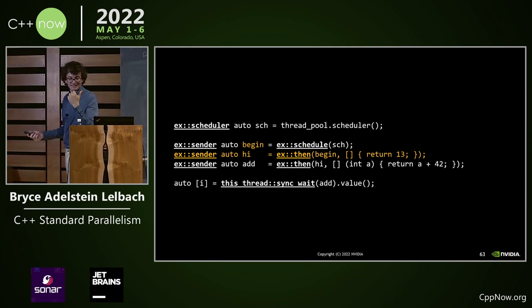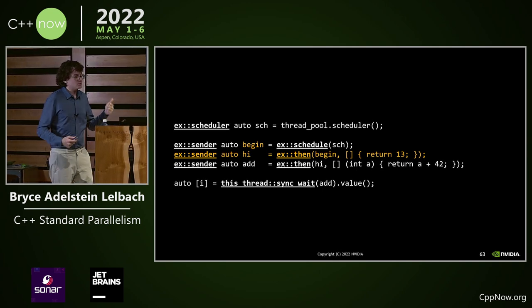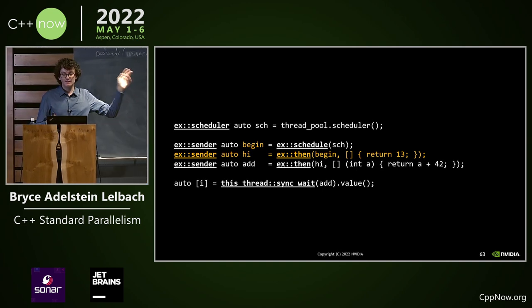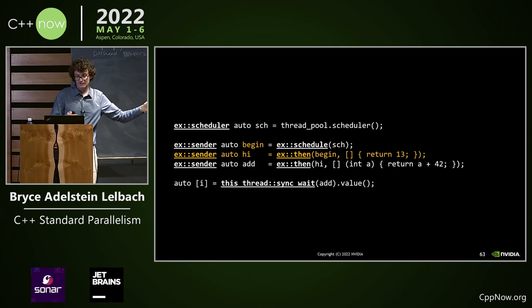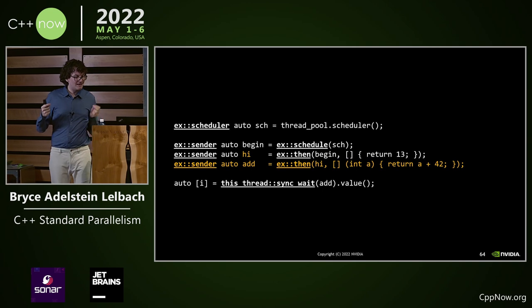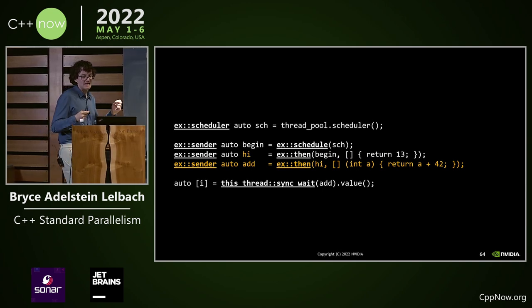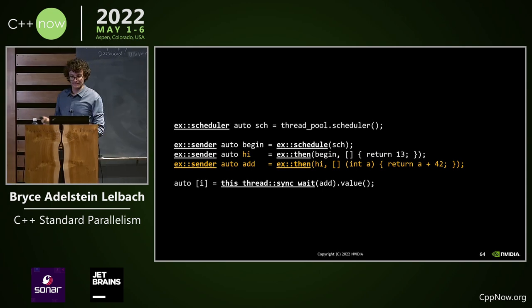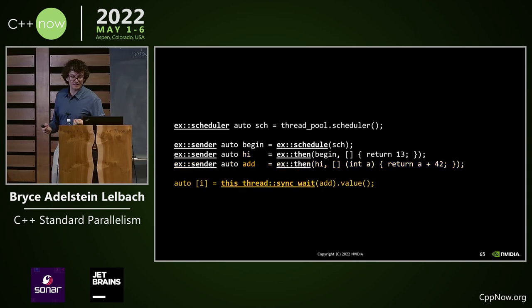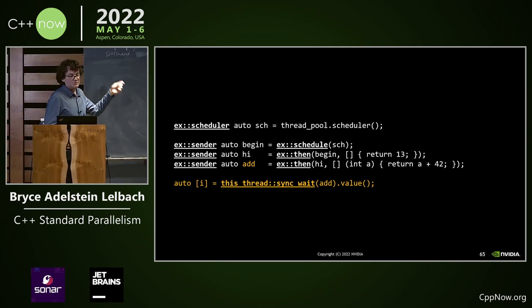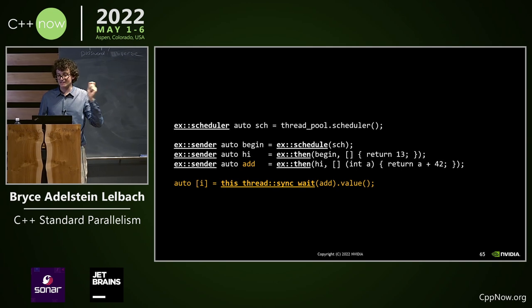Next, we use a sender algorithm to compose work onto that sender that we got from the scheduler. And this work will also be performed on that same execution context. The sender algorithm will return a new sender, which we can use to add more work onto the chain, as we do here with this second then. And then finally, we wait until the chain of work has completed using sync_wait, which will return the value sent by the final sender in the chain. Are there any questions on this?